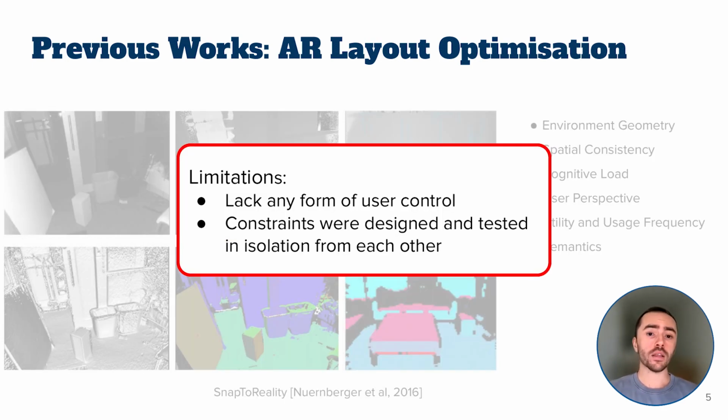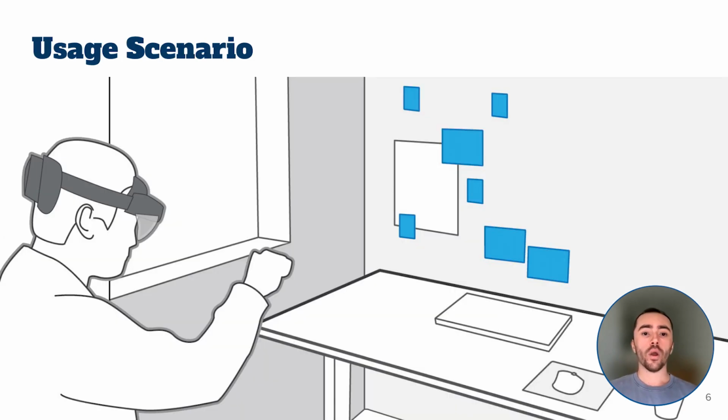However, these approaches are limited in two aspects. First, most of these approaches lack any form of user control over the resulting placement optimization. Second, for the most part, these constraints have been designed and tested in isolation from each other, leaving aside the question of how to allow the user to define several constraints in a fluid and natural way. We thus lack a holistic approach that unifies multiple constraints and the input interaction, which bring interactivity into augmented reality layout optimization.